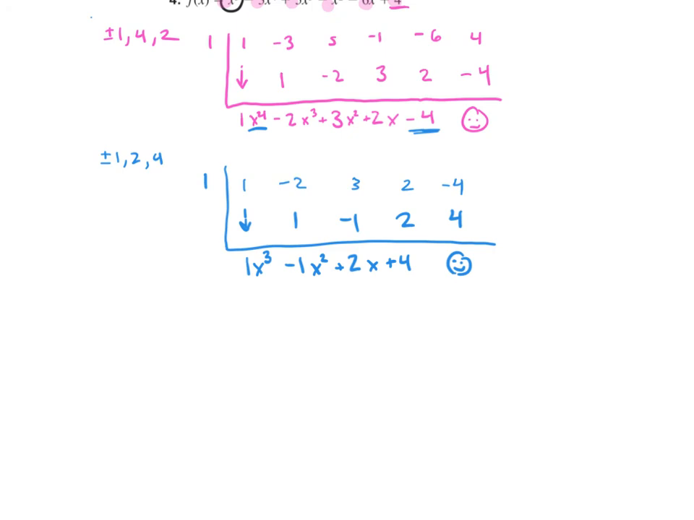Same thing. P over Q. What are factors of 4? 1, 2, and 4. At least the numbers are small, so we don't have much to try. Okay, what do we put inside? 1, negative 1, 2, and 4. What do you want to try first?